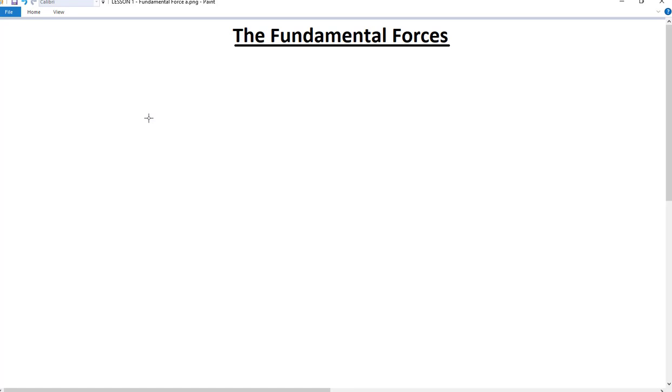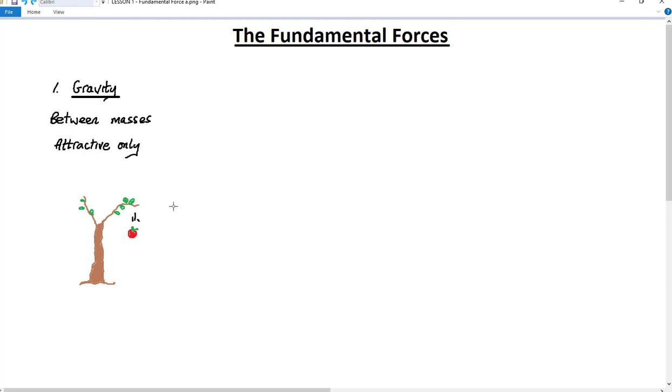In this lesson, we're going to present and compare the four fundamental forces of nature. The first fundamental force is the one that you've already come across, which is the force of gravity. This is the force that acts between masses, and it is an attractive force only. And gravity is the force that, for example, pulls an apple to the ground.